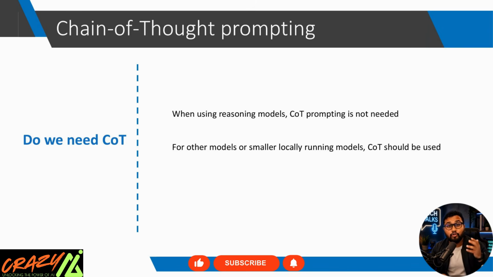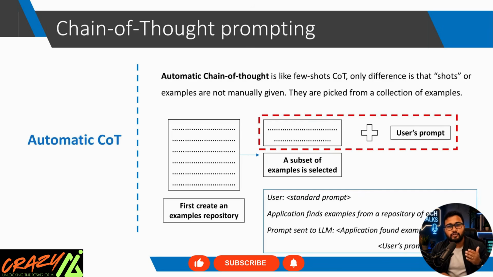Let's now look at an automated version of this technique. Automatic chain of thought builds on the few-shot concept. Instead of manually providing examples, the system automatically retrieves relevant examples from a repository. These examples guide the reasoning process and help the model solve new problems more effectively. This approach combines the power of example-based learning with automation, making it highly scalable for real-world applications. In the next section, we'll continue exploring advanced prompting frameworks and techniques.